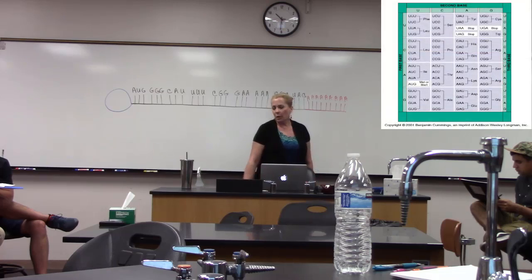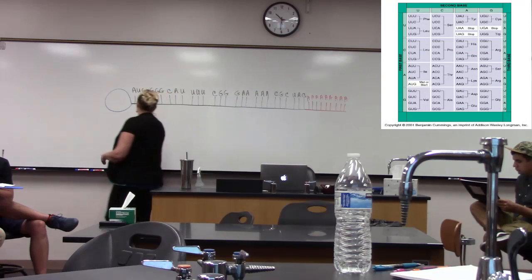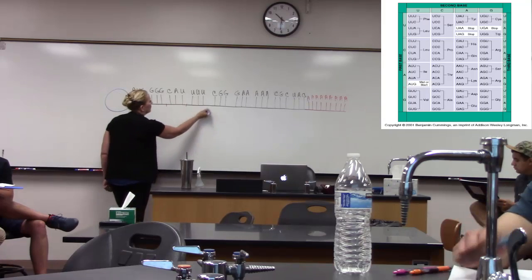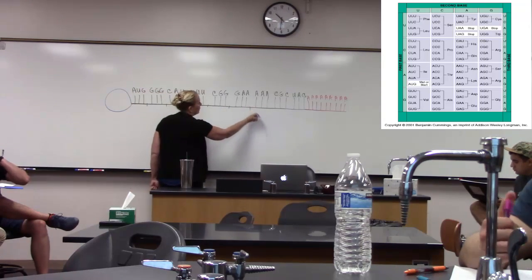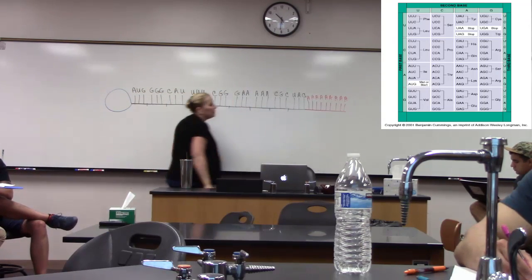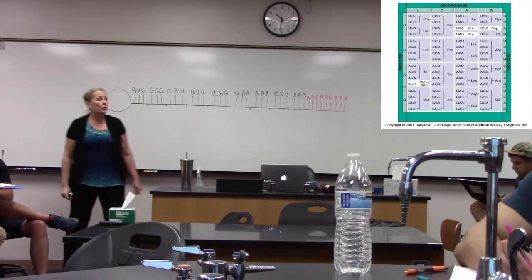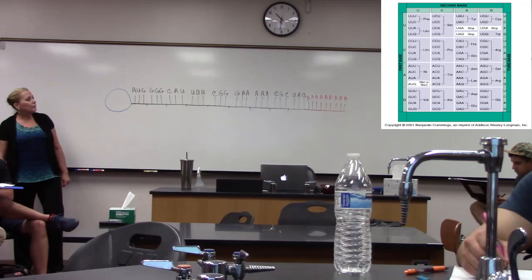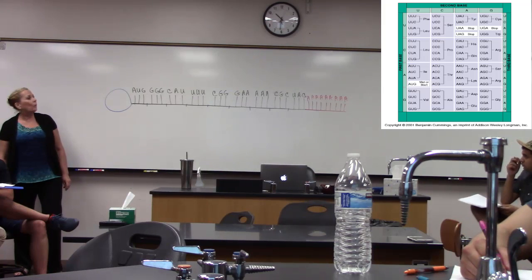Now, they named these 3 nitrogen bases grouped together a codon. So we have multiple codons here. And if we were to use this chart, we could figure out which protein messenger RNA wanted us to build.